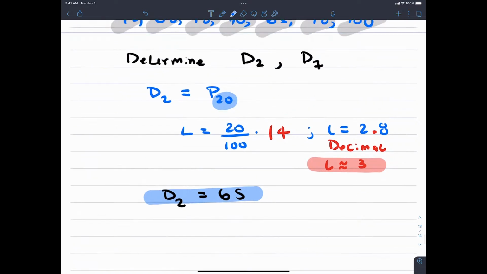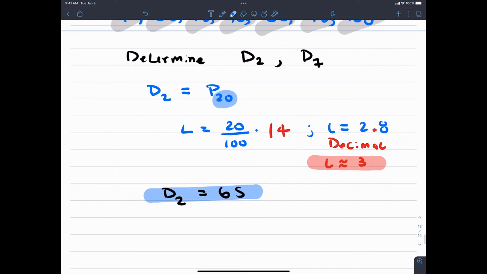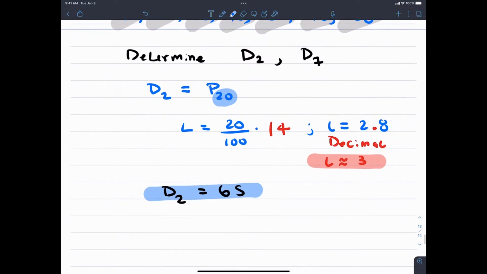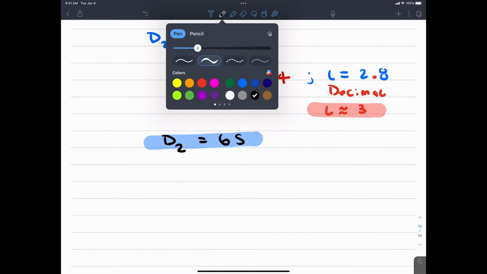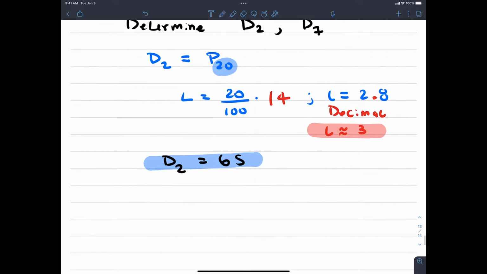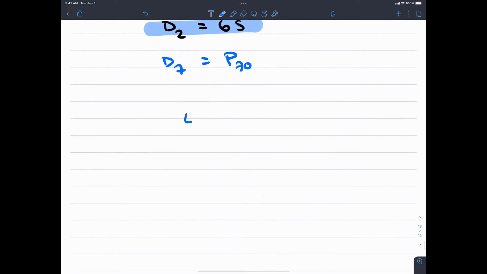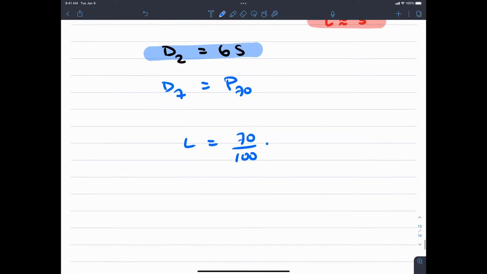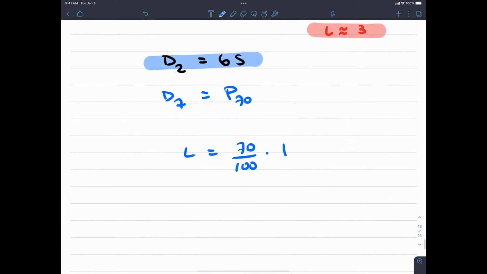In fact, we also have to do D7. Is that right? Okay. So what would you do for D7 now? We got to do D7. How do you start again? What's the definition? D7 is P what? P70. Good. We need a locator. 70 over 100 times. What's the sample size again? 14. We'll see what L is.